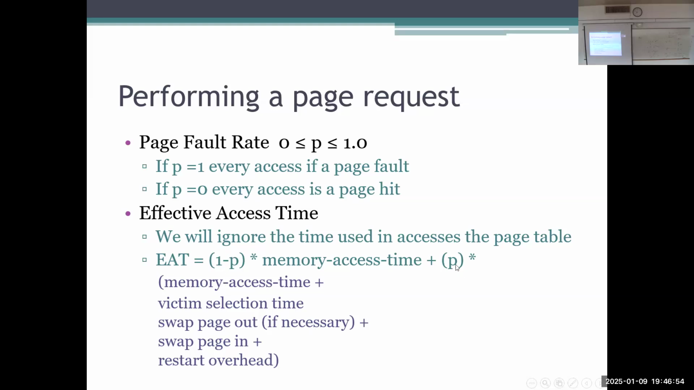And now the fault rate. Well, I don't find it in memory. What do I have to do? I still have to access memory. I also have to select the victim and swap a page out, if necessary. Why did I write "if necessary"? Because if it's clean, you don't need to swap it out. Then swap a page in, and maybe restart overhead.